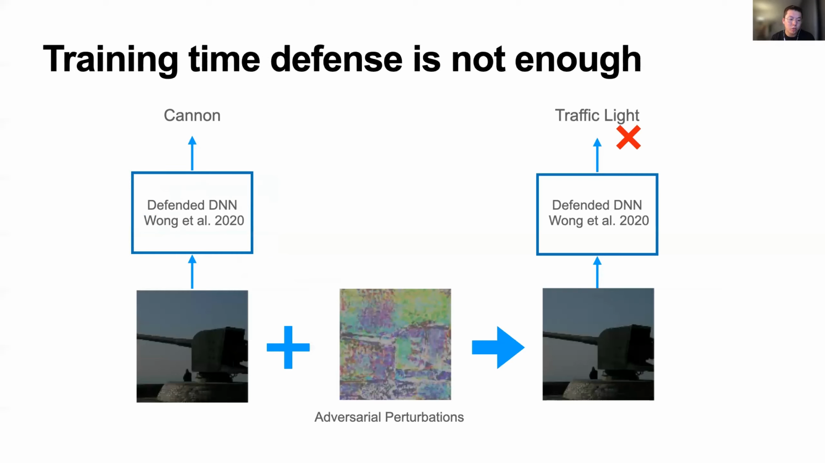However, even the strongest defended models are still vulnerable under attacks. On the state-of-the-art robust model, invisible perturbations still subvert a canon to a traffic light. This is because the model is burdened at training time, and they cannot find a single representation that also works for all unforeseen corruptions and attacks. We ask this question: can we develop an inference time defense that can adapt to the attack?